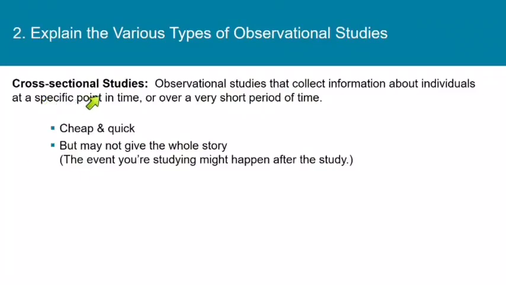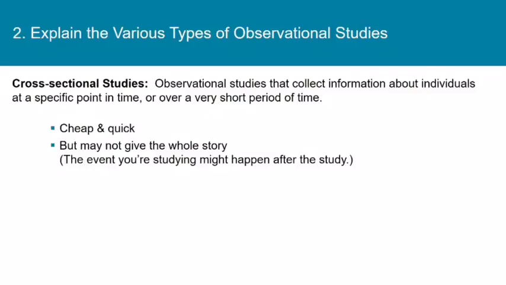First, we have cross-sectional studies. These are observational studies that collect information about individuals at a specific point in time or over a very short period of time. An advantage of a cross-sectional study is that it's inexpensive and quick to do, but a drawback is that it may not give the whole story. For example, if you were performing a study on the relationship between diet and heart disease, then you might, as a starting place, give a sample of people a questionnaire, and the questionnaire might ask them what their diet is like with a few specific questions, and then have you ever experienced heart trouble?